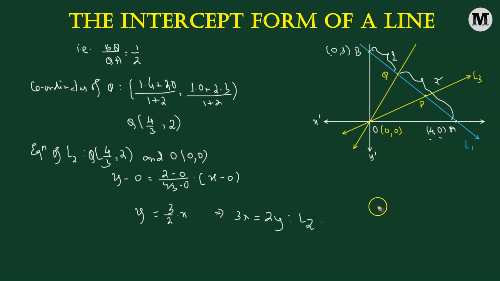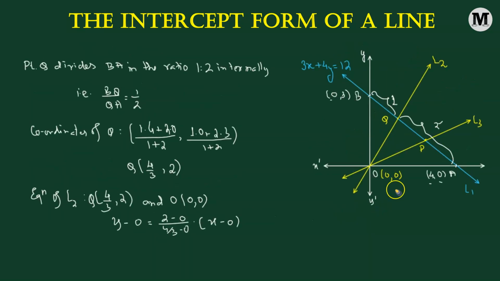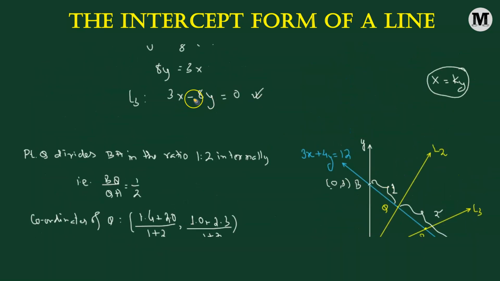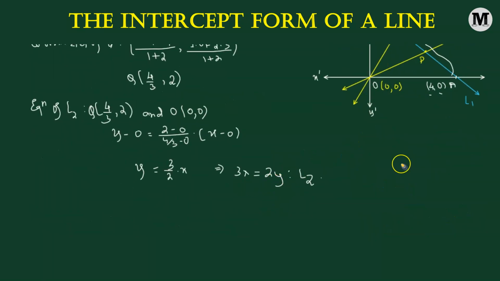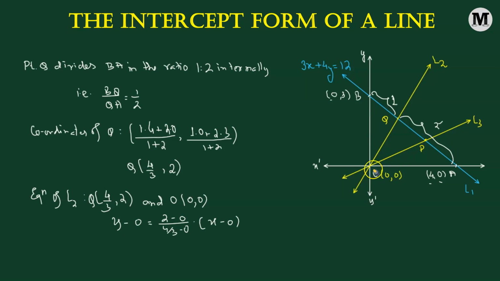So we have successfully obtained the equations of both lines, L2 as well as L3. L3 came out to be 3x minus 8y equals to 0, and L2 is 3x minus 2y equals to 0. Both of these lines pass through the origin, and they're going to intersect the line 3x plus 4y equals to 12. We have to be careful here: they intersect only the segment AB, not the entire line.